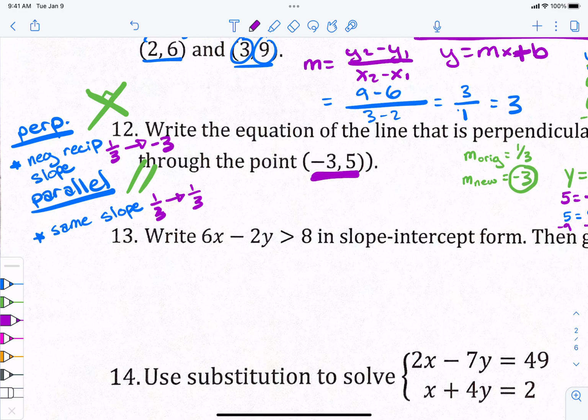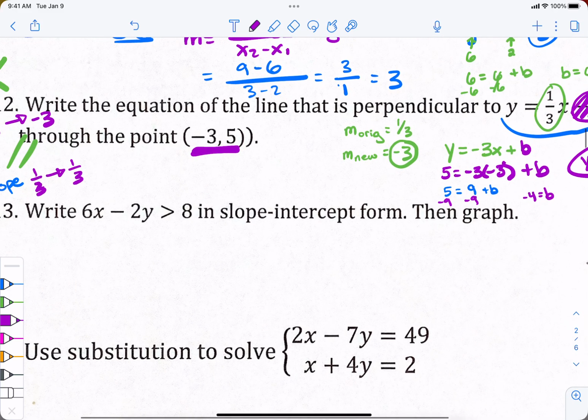If it's perpendicular, yes. If it's parallel, do you also have to find a new b? Yep. You throw the old b out and you find the new b with the point. Okay. All right. 13. Write this in slope intercept form.